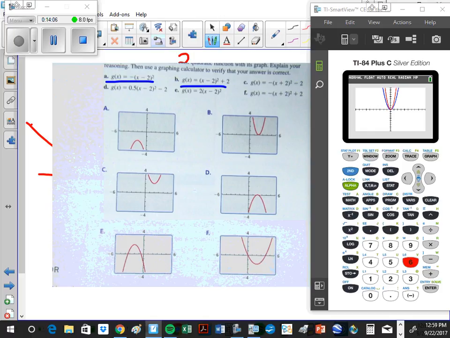Good. Little c, left 2. Nope. Left 2, upside down, down 2. Do I have a graph that's left 2, upside down, down 2? A. Good. Then letter D. Right 2.